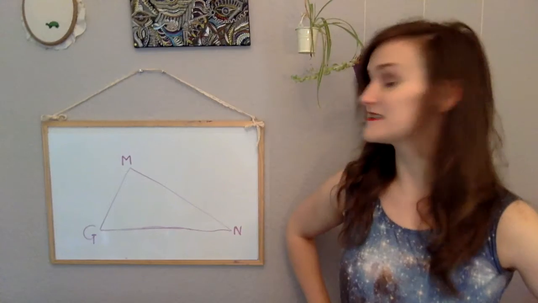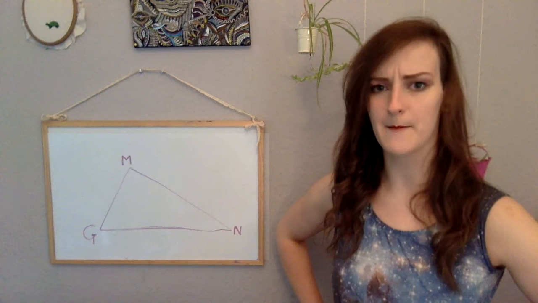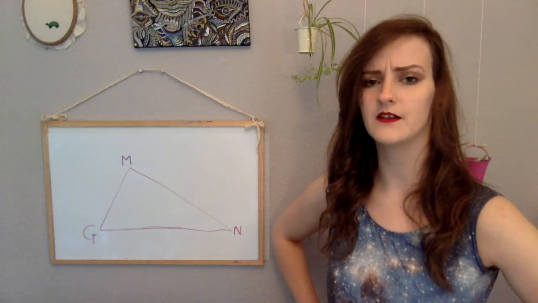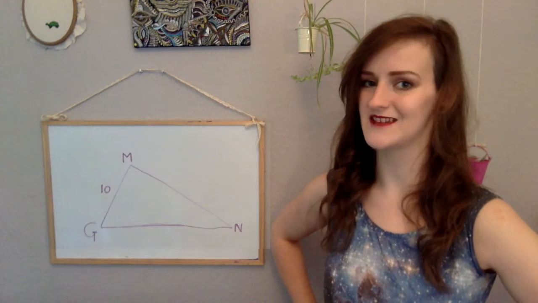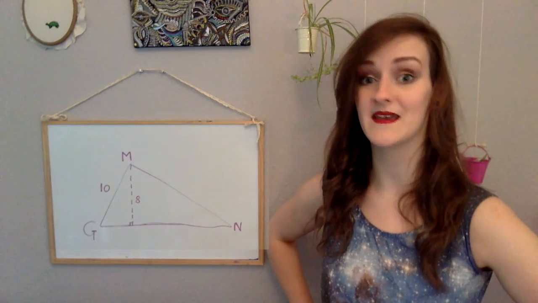Your mission, should you choose to accept it, is to find the area of triangle GMN. It is a scalene triangle and all of the sides are integer lengths, and the shortest side, GM, is 10 and the altitude from M is 8. Go!